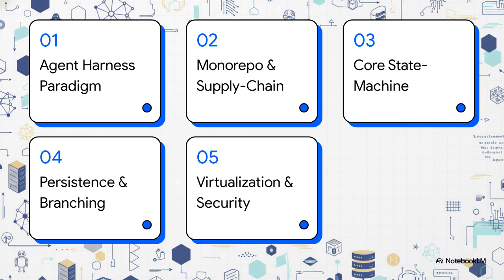We're going to cover: 1. The agent harness paradigm, 2. Monorepo and supply chain hardening, 3. Core state machine operations, 4. Persistence, branching, and compaction, and finally, 5. Virtualization and security sandboxing. All right, let's jump right in.